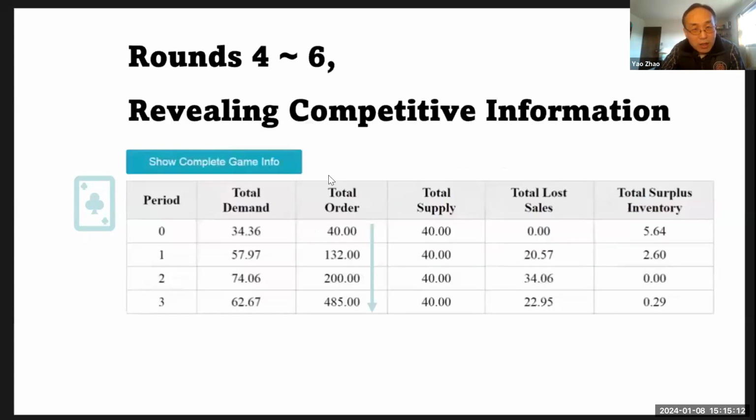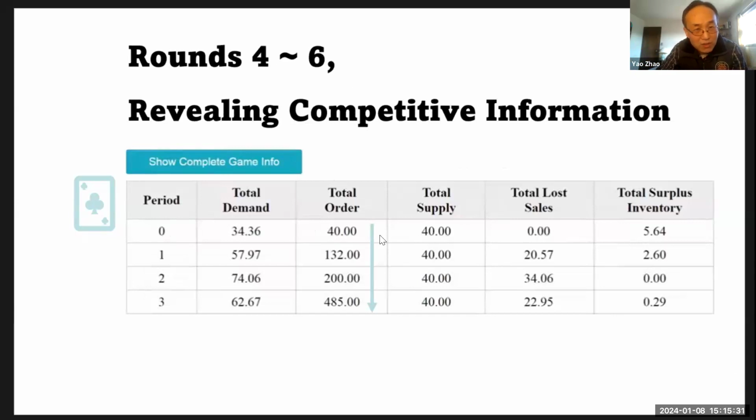Now, from round 4 and on, the instructor can reveal the competitive information, which contains the aggregated total orders placed by all the retailers.